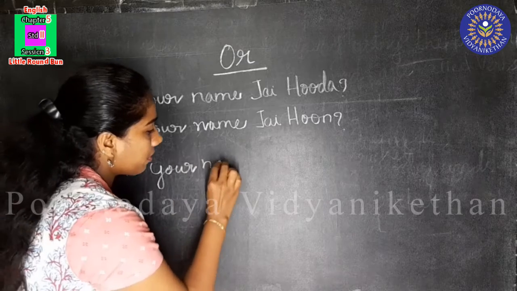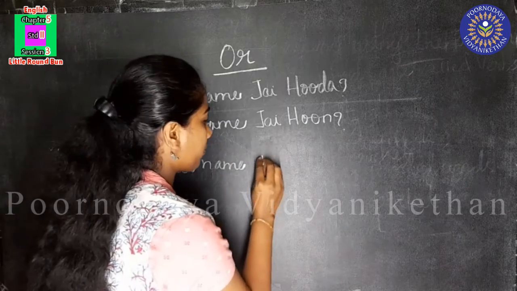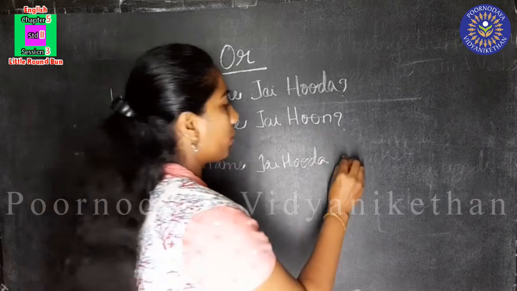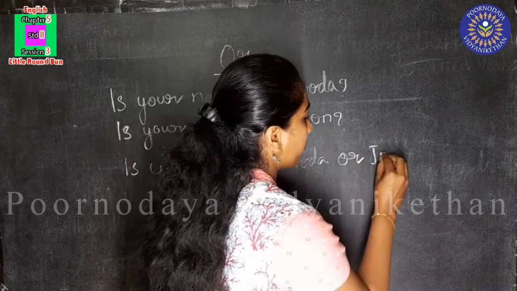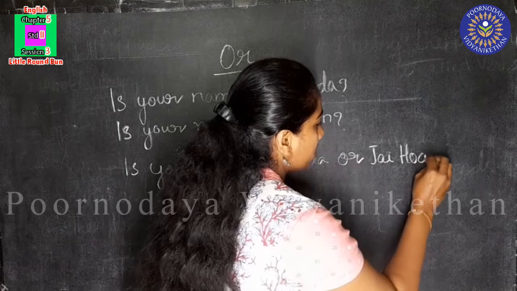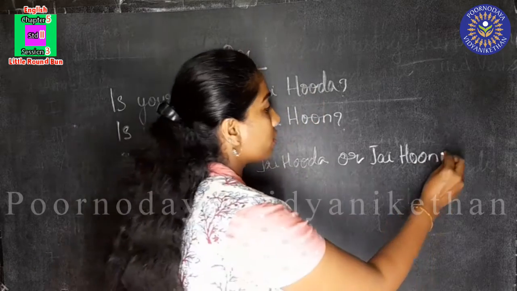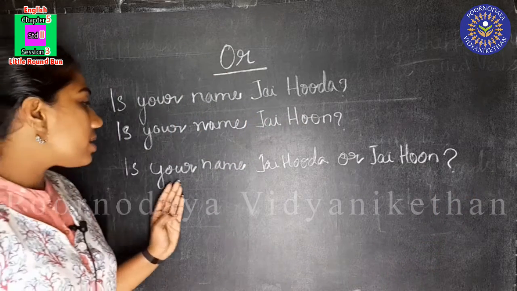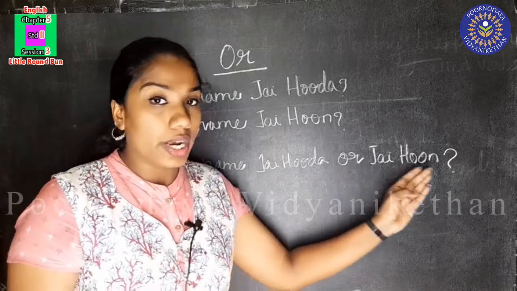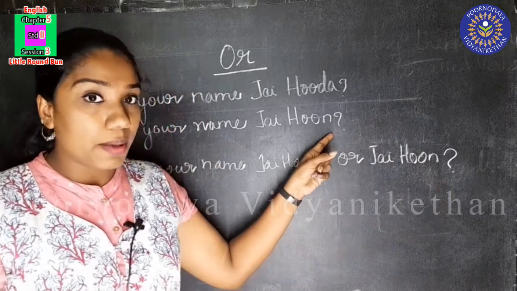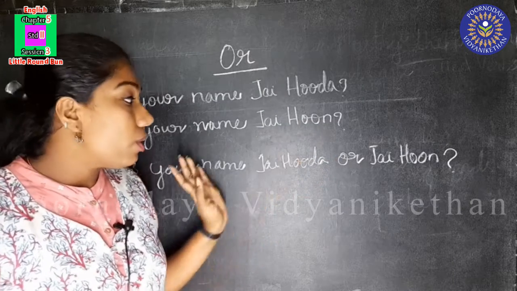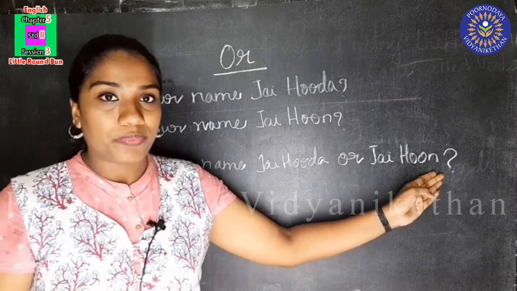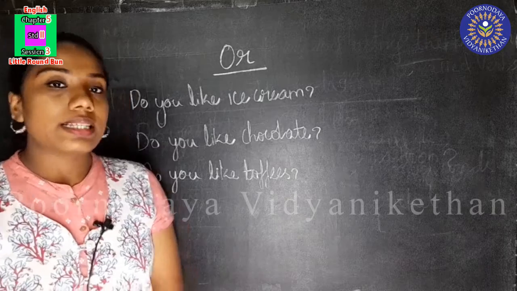Is your name Jaihuda or Jaihoon? So this is a question, so we have to put a question mark. So how can we write the sentence? Is your name Jaihuda or Jaihoon? So we are not sure about this name and we have two choices here. So we can ask like this. Did you understand?